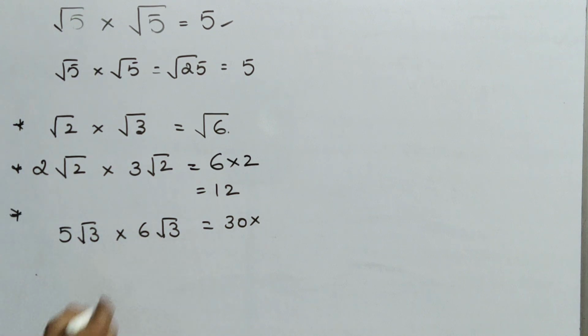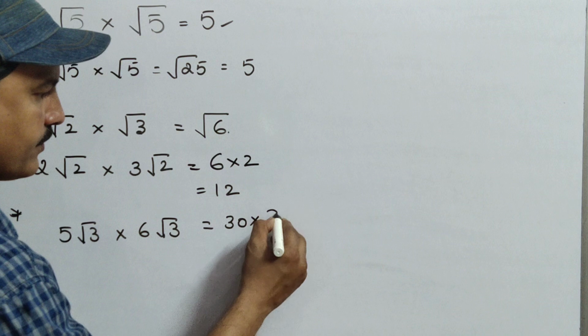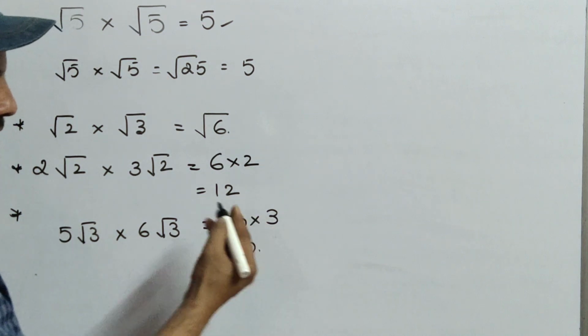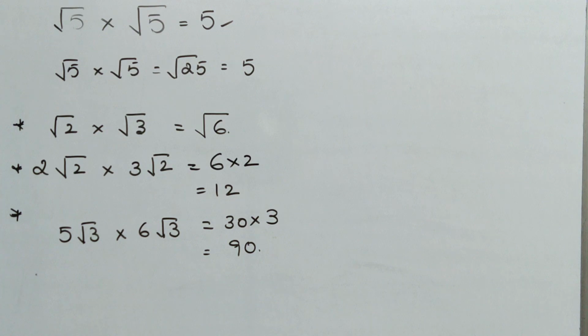Now root 3 into root 3, how much? Can you tell me root 3 into root 3 is how much? 3. You can write 3 here. So 30 into 3 is 90. So like this you can do multiplication. Like this you can do any multiplication.